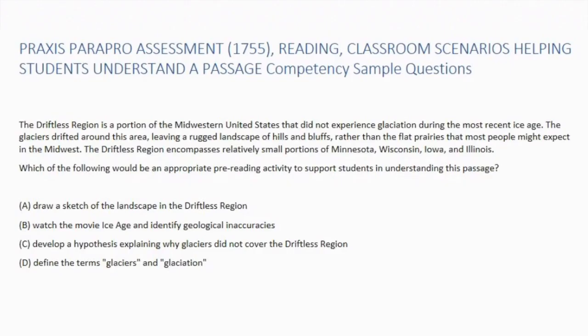It's super important to notice in the question that we are specifically looking for pre-reading activities that support students in understanding the passage. Pre-reading activity is super important because depending on if you've read the story or not, helps us understand which activity the teacher should assign. Well, for A, drawing a sketch isn't likely something you would do before reading the passage, so that isn't correct. B, watching a movie and discussing inaccuracies before reading the text wouldn't necessarily be effective either. And developing a hypothesis about glaciers not covering the driftless region would really do little in terms of supporting students with understanding a passage.